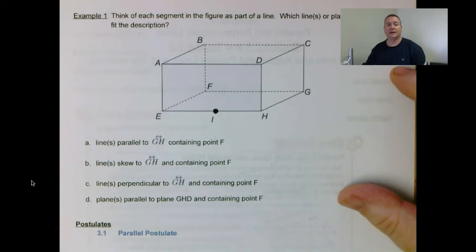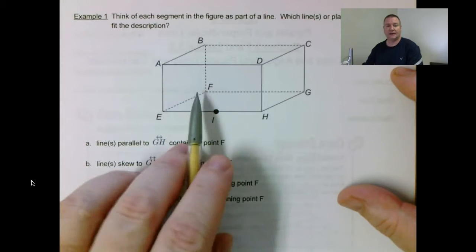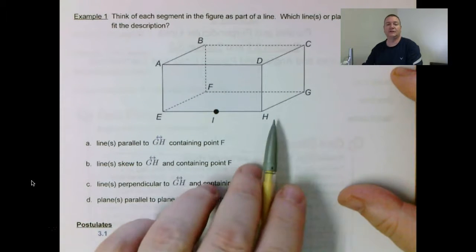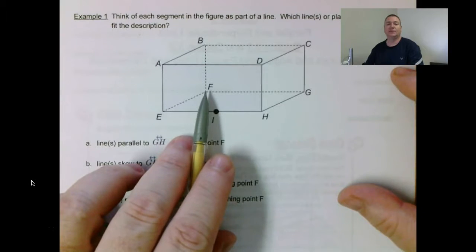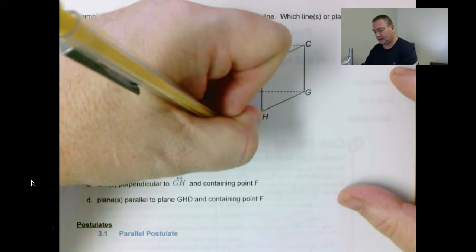Line or lines parallel to GH, which is right here, that contain point F. So they have to be parallel to GH, but they also have to contain point F. So CD is parallel to GH, but it doesn't contain point F. So the only answer here is line EF.